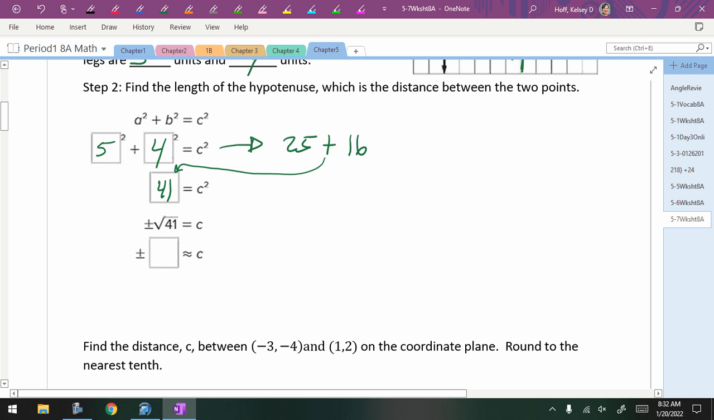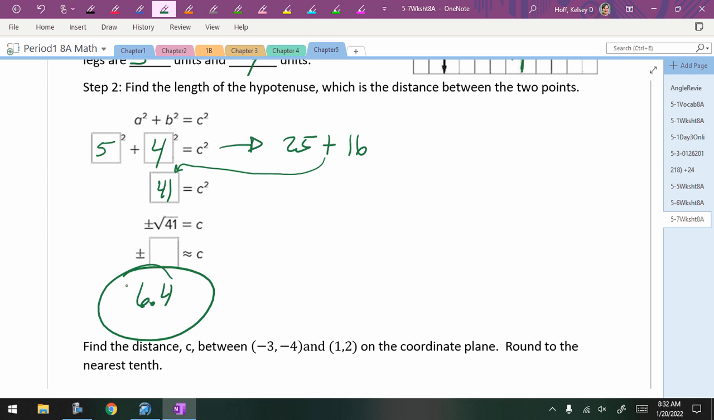Hit your square root key first, then 41, and your enter. Allison, if you're going to round that, what are you going to round that to? She says 6.4. What number's after the 4? 0. Can 0 round you? No. So 6.4 is our distance. So you're going to use the same thing as we have the last 2 days.